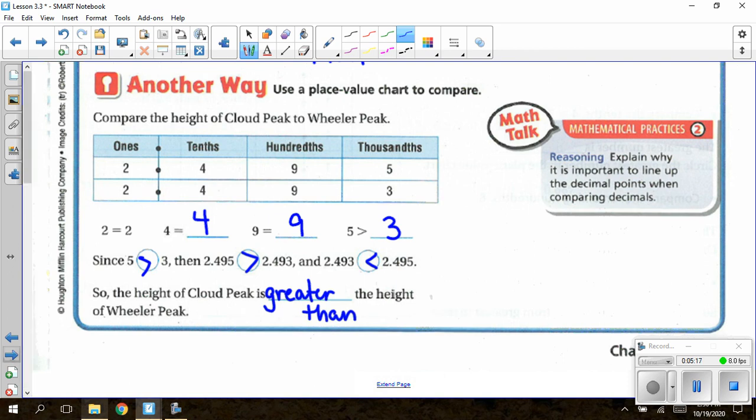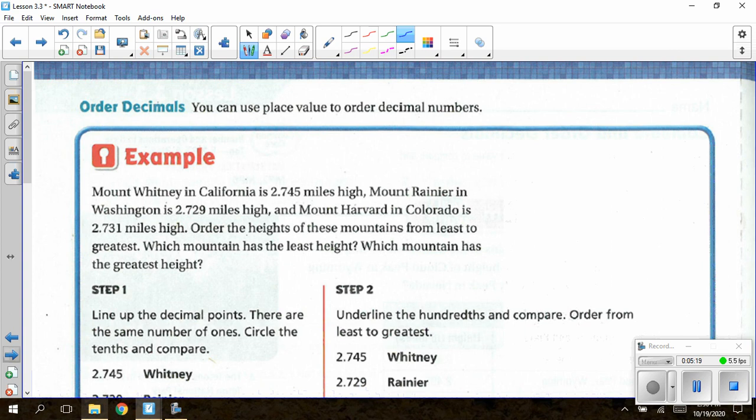Moving on to the next page, we can also order our decimals by either going from greatest to least or least to greatest.